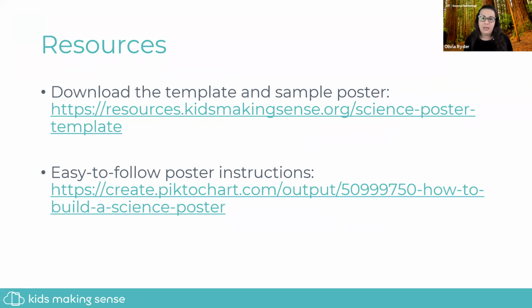Okay, so that in a nutshell is the end of the different sections that are included in the template that could be included in the science poster. But I wanted to give you also a slide with the main resources that you'd need to implement this sort of work in your classes. So the first link is the location to download the template and the sample poster again. And then the second link is the direct link to the poster instructions that students can use to help them as they build the poster.